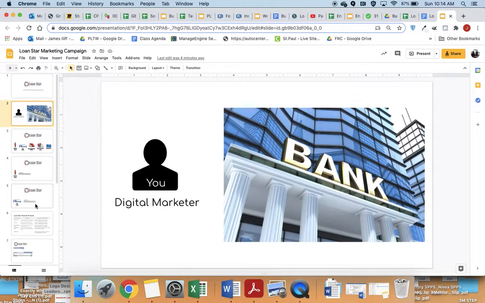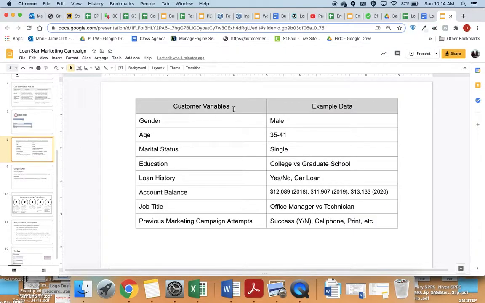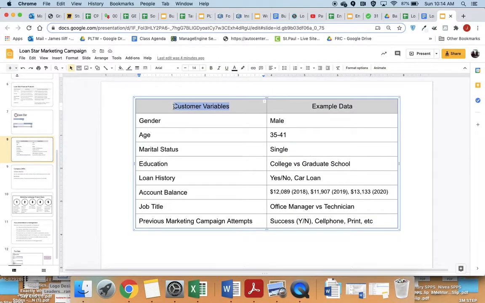So let's come back here and look at this. I've kind of broken out some of it. So we know Lone Star collects some customer data points, and those are gender, age, marital status, education, loan history, account balance, their job title, and then any previous marketing campaign attempts that we've had with them. Lone Star keeps track of that.